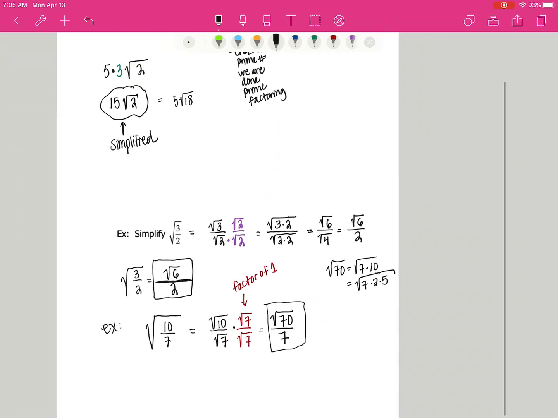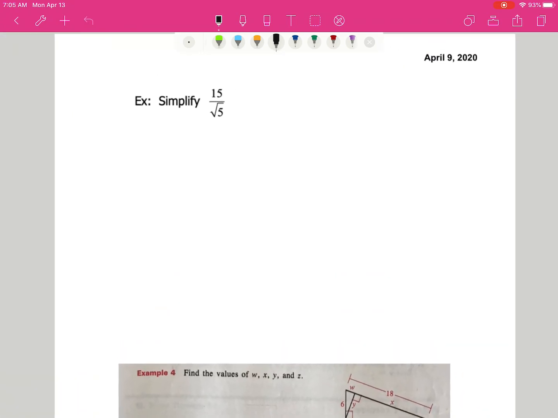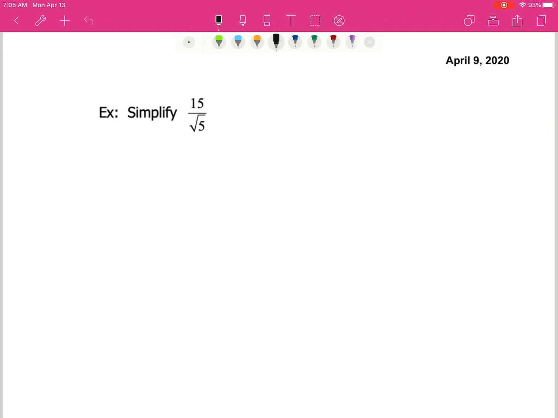Okay, we've got one more for you, and I think I'm going to let you try this one. So here's one for a try. And then when you're ready to check your answer, go ahead and press play.